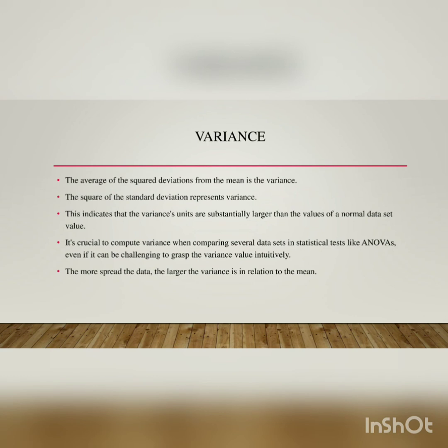The last and final measure of variability that we are going to discuss is variance. It is the average of the squared deviation from the mean. The square of the standard deviation represents variance. This indicates that the variance units are substantially larger than the values of a normal dataset value.